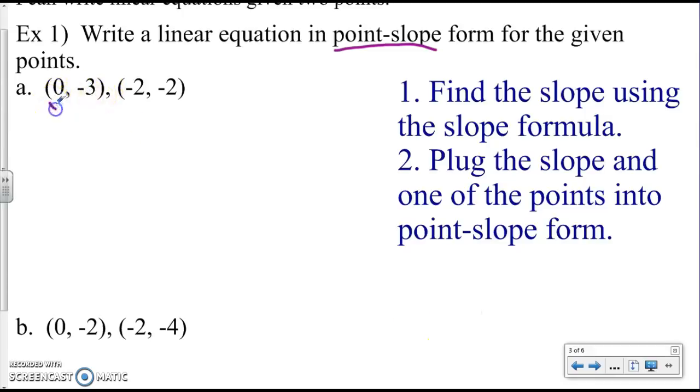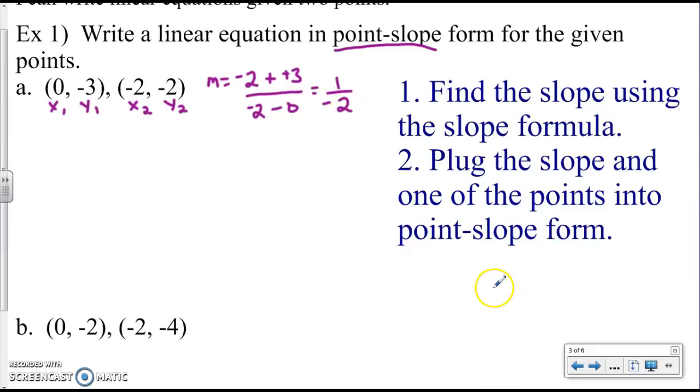So think back about 2 weeks. Remember we labeled our points with x's and y's, and then the first point got 1's and the second point got 2's. So my slope formula is y2 minus y1 over x2 minus x1. Notice I always have a minus sign in the middle, even if there's a negative, and then I change it. So minus a negative is the same as plus a positive, so negative 2 plus 3 is 1. And negative 2 minus 0 is negative 2.